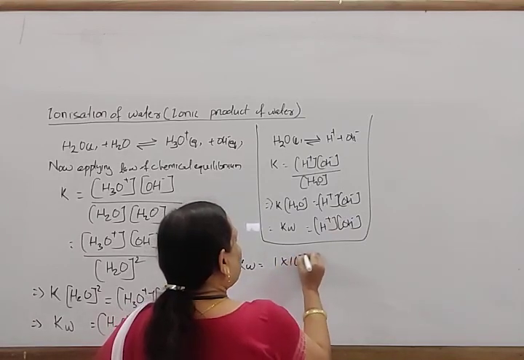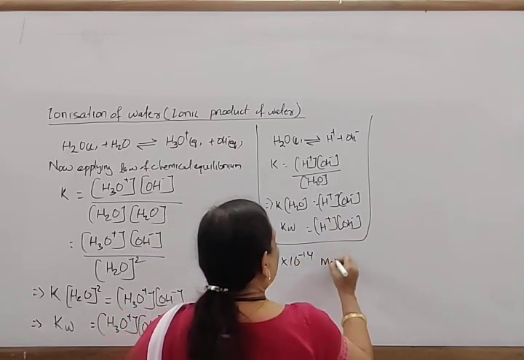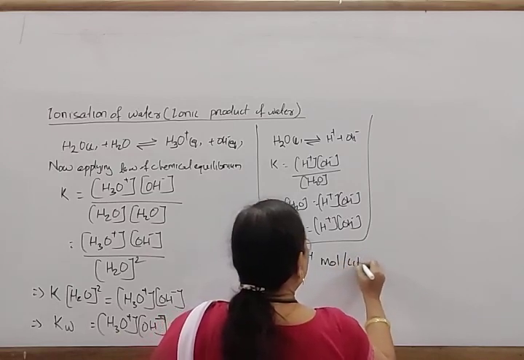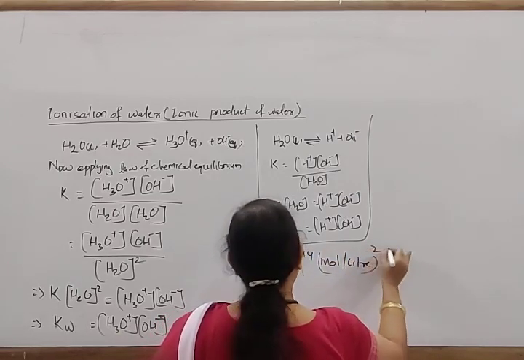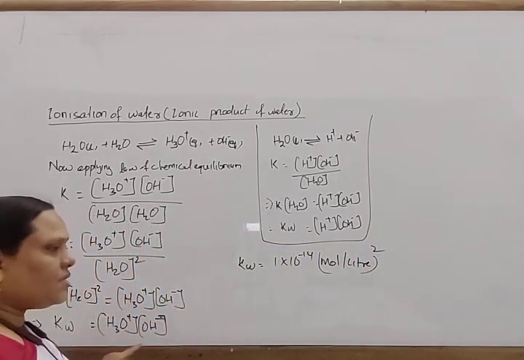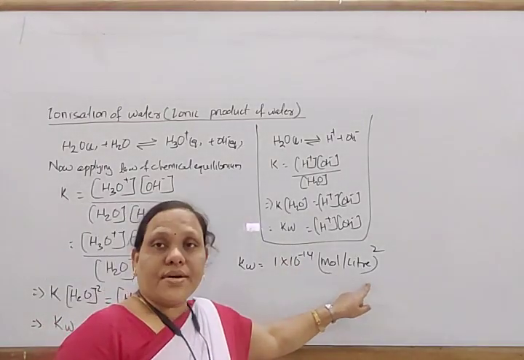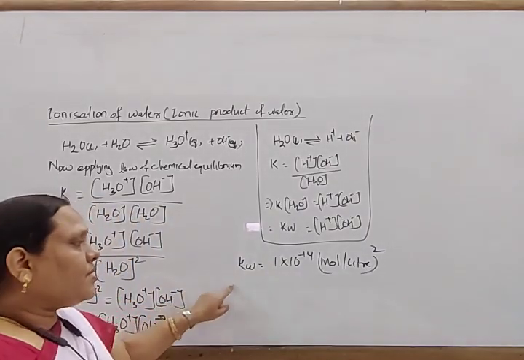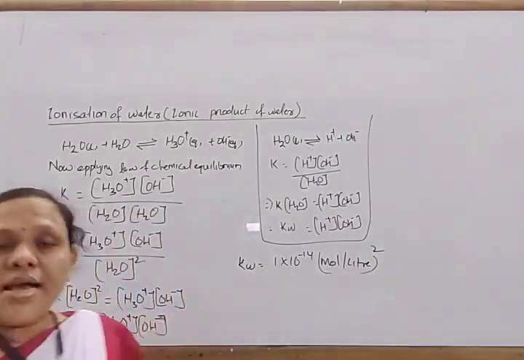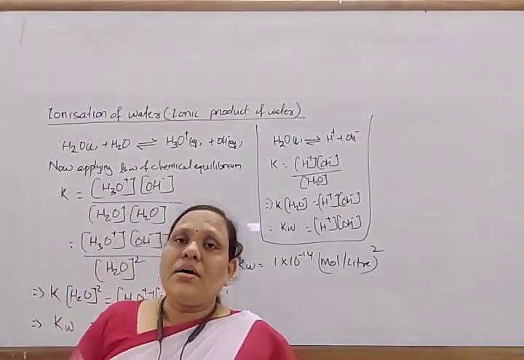1 into 10 to the power minus 14 mole per liter square. This is moles per liter, this is moles per liter. The unit is moles per liter square. So the Kw value is this much, and it depends on temperature.